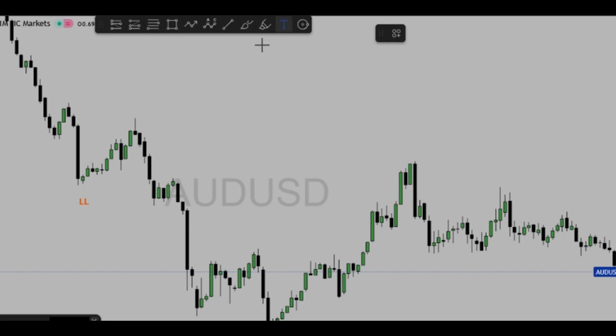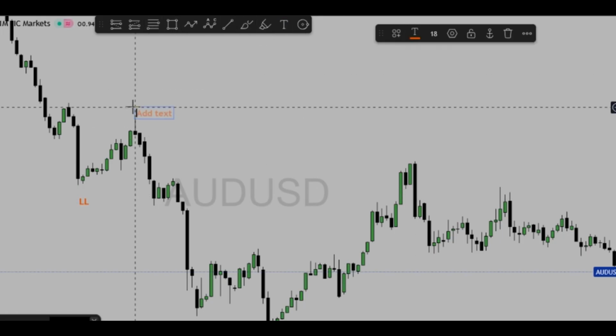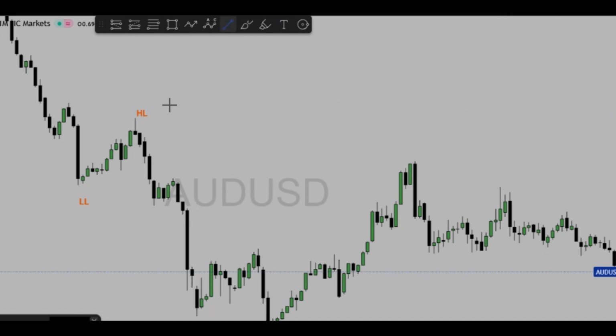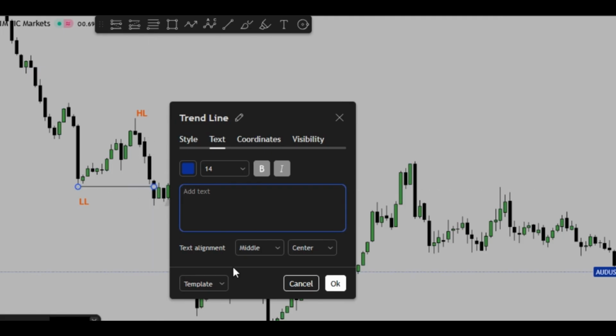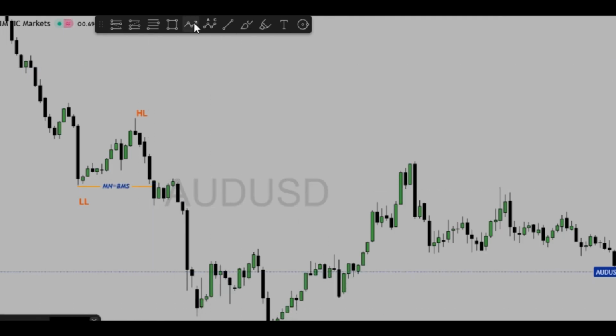First, let's identify our major structure. Look at the whole chart. What do you see? The major structure tells us we are bearish, since we see a break of structure on monthly, see? Lower low and higher low.